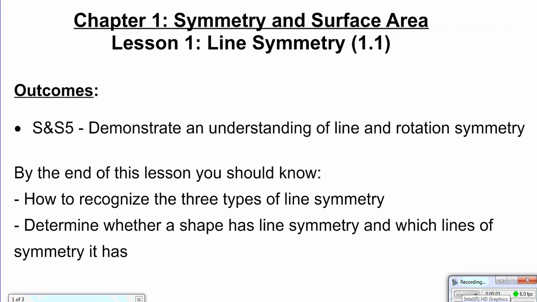Hi guys, we are into our third unit. We are going to look at symmetry and surface area, which is actually our first chapter in our textbook, but that's okay, we can go out of order. And so the first part of this chapter, we are just going to be looking at types of symmetry, specifically line symmetry and rotational symmetry.